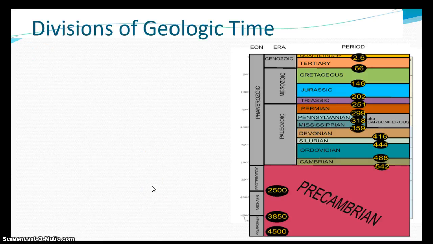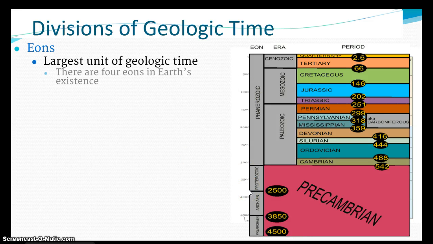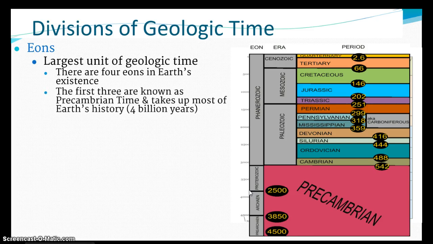So in terms of the divisions of geologic time, they're broken up. The largest divisions are eons right here, and there have been 4 eons in the Earth's existence. The first 3 are known as the Precambrian time, and they take up most of Earth's history, about 4 billion years. And there's very little fossilized evidence from this time.